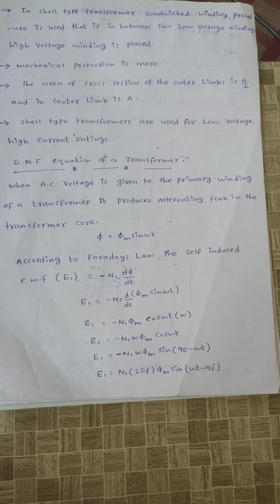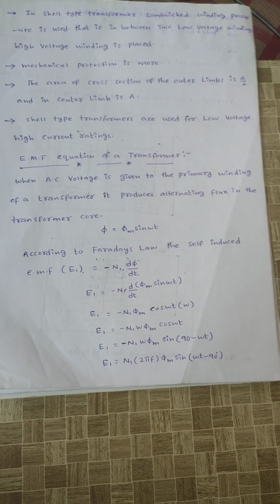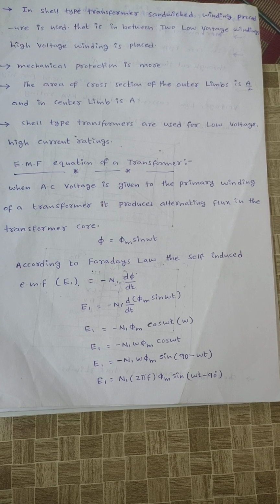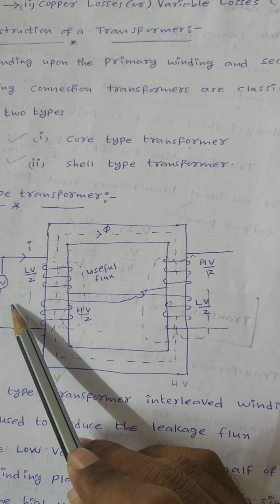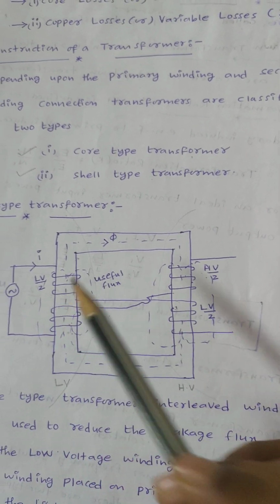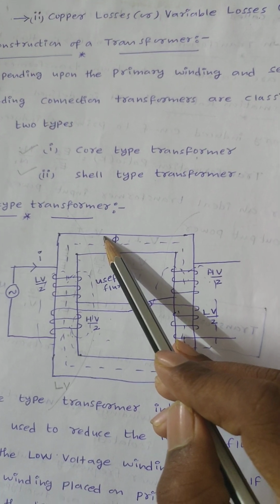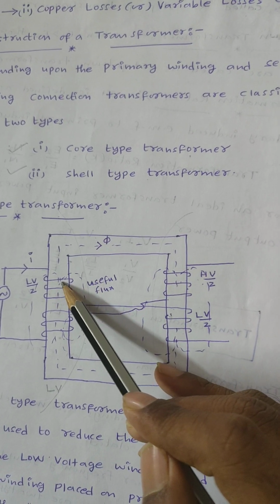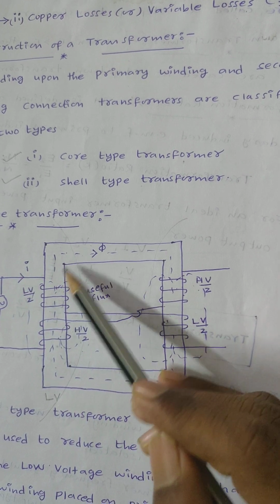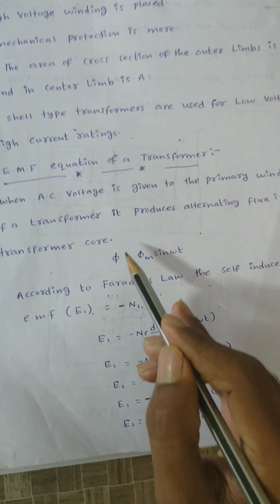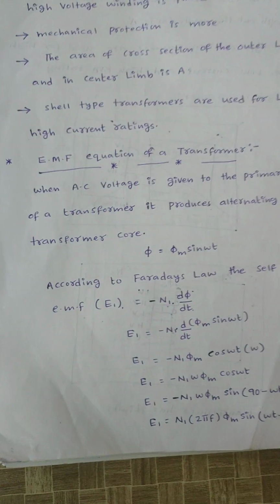Good morning all. Now I am going to explain the EMF equation of a transformer. We already know that when AC voltage is given to the primary winding of a transformer, it will produce an alternating flux. This flux links with the primary winding. Whenever current in a coil changes, flux linkage in the coil also changes, hence EMF is induced. We need to calculate that induced EMF.